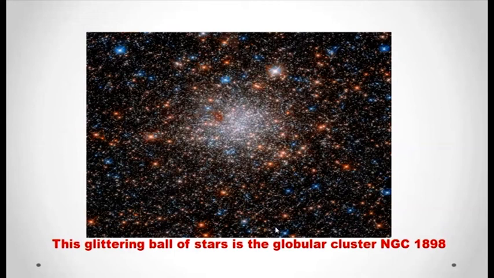This is one of the photographs taken by an astronomer of a globular cluster of stars. This globular cluster of stars is named NGC 1898. You could see many glittering balls in this picture. These glittering balls in different colors are different stars existing as a cluster.